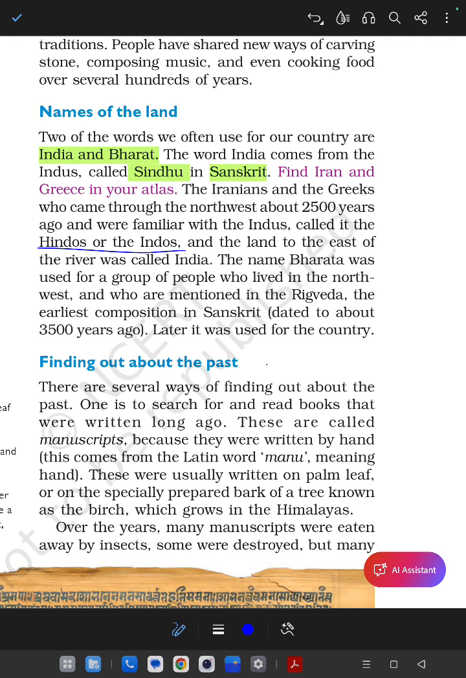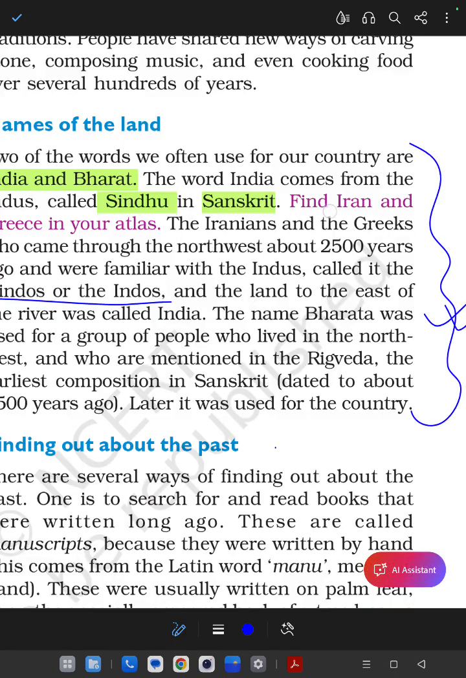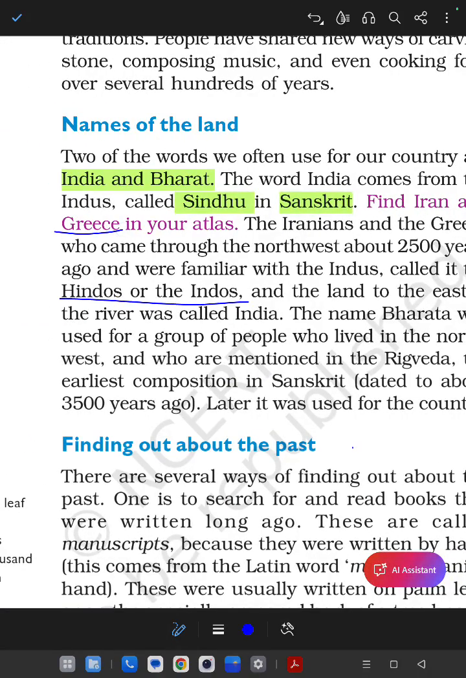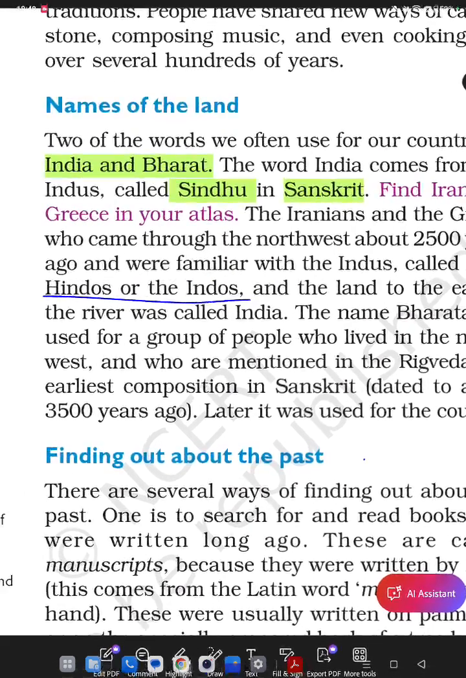Next, the name Bharata was used for a group of people who lived in the northwest and who are mentioned in the Rig Veda, the earliest composition in Sanskrit, dated to about 3500 years ago. Later it was used for the country. So here is what this paragraph explains: there are two names of a country, and both have their sources, how these names are derived. Now it is written, find Iran and Greece in your atlas. So let's go for it.